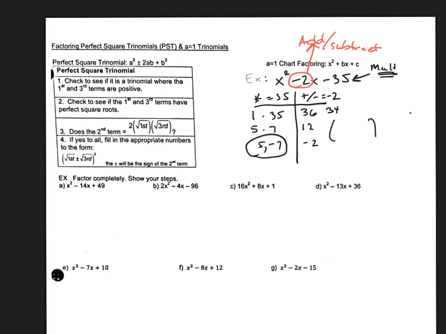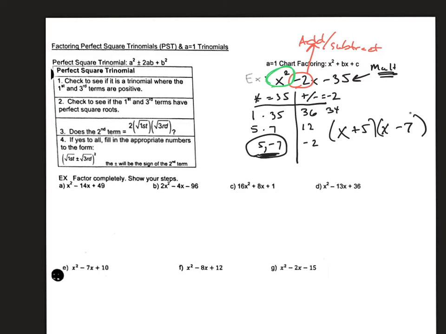So you always make 2 sets of parentheses. In order to get to the first term, this x squared, we have to split that up evenly. That would be x times x. We already know what the numbers are. One's a positive 5 and the other is a minus 7. And then it doesn't matter which one goes first or second.